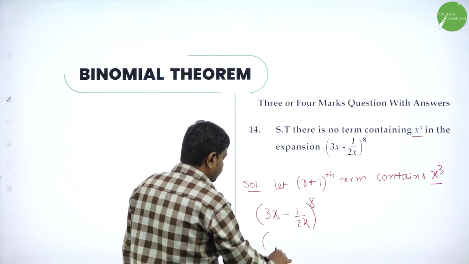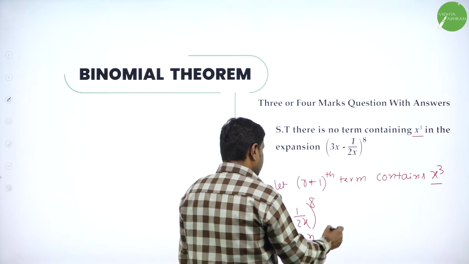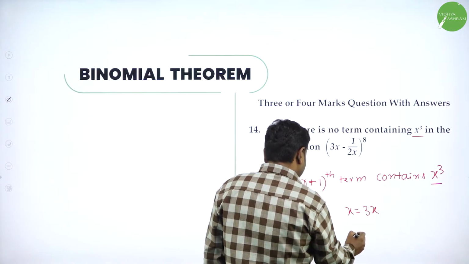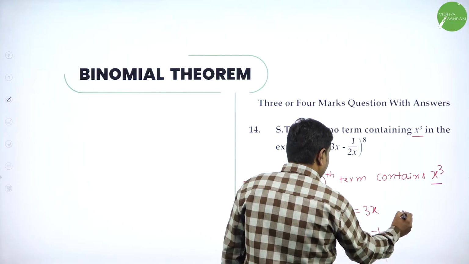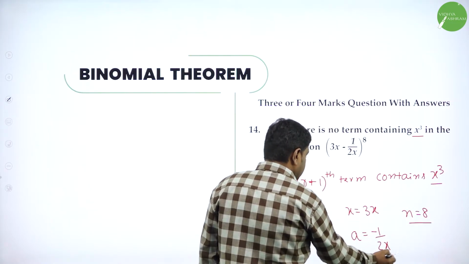Now it is in what form? (x plus a) power n. Now by method of comparison, in the place of x I have 3x, in the place of a I have minus 1 by 2x, and in the place of n I have 8. So n is 8, x is 3x, and a is this.